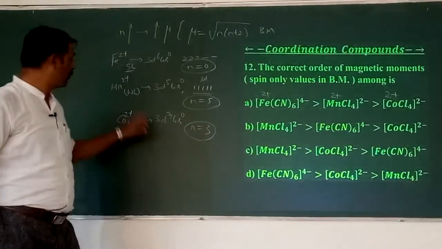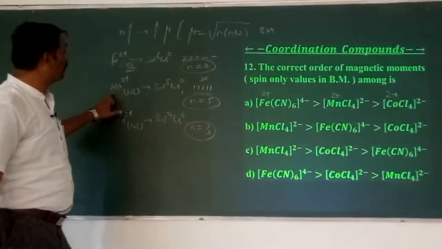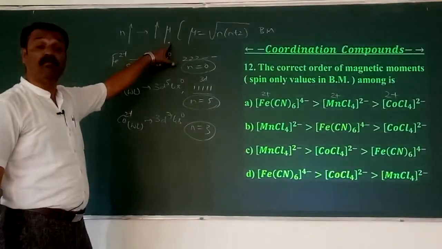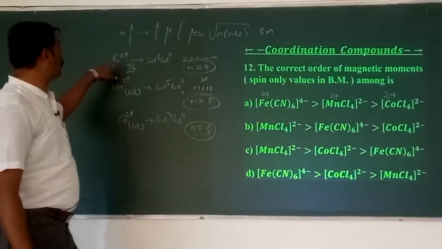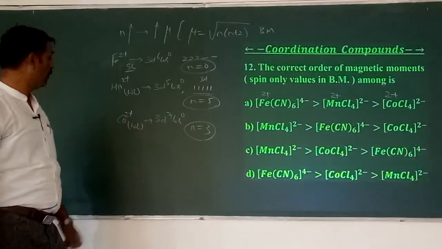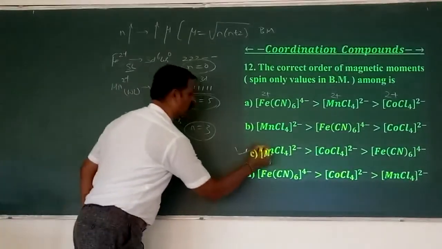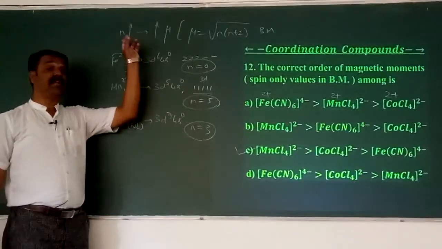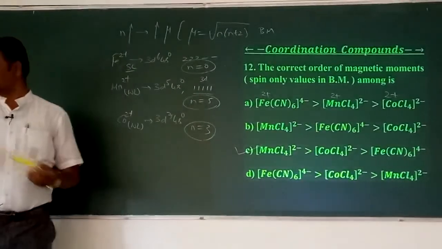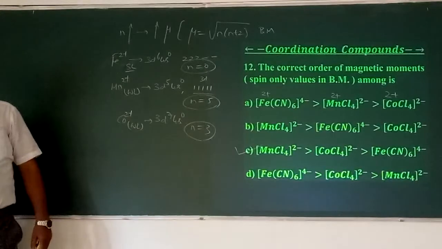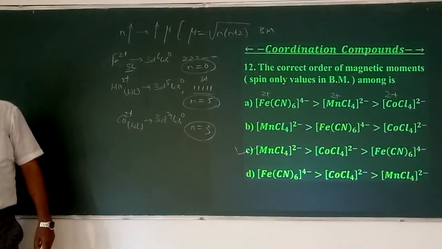Therefore, which comes first here? The manganese complex is having a higher value of n, hence a higher magnetic moment compared to that of Co2 plus, followed by Fe2 plus, where we have first Mn, then cobalt and then Fe. I think it is 12C. Okay, it depends upon the number of unpaired electrons. So 12C, I think. Next, 13.